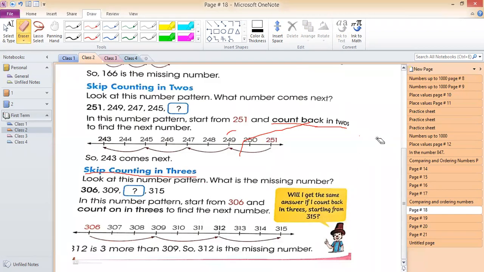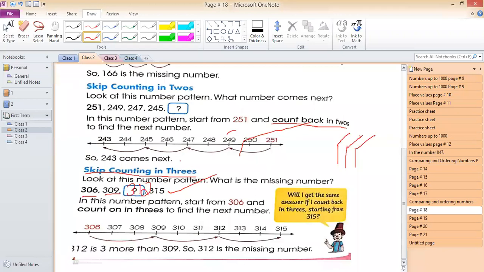This is 306. So draw 3 lines and check. After 306, you check: 307, 308, and 309. So you are counting on in threes. Again, 310, 311, and 312. So this is 312. You can check again: 313, 314, and 315. So you are counting in threes.